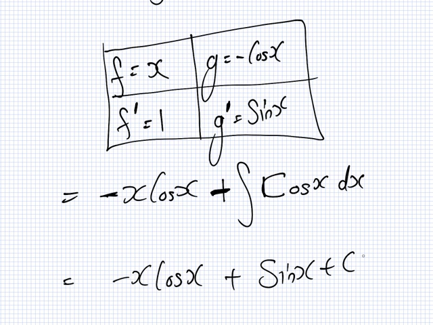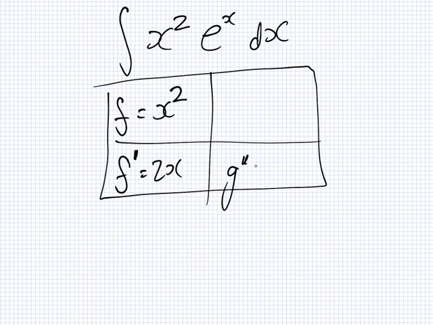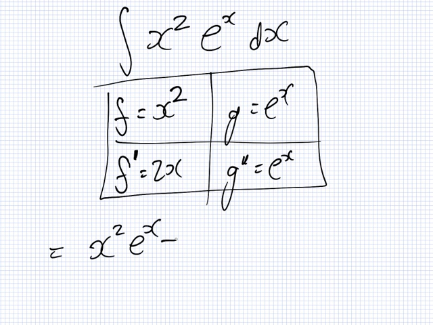Okay, let's do one more example before we go back to the difficult one. So suppose we have the integral of x squared e^x dx. What's the f here? x squared. f derivative is 2x. g derivative is e^x and g is e^x. So this is equal to fg minus the integral of f derivative times g.